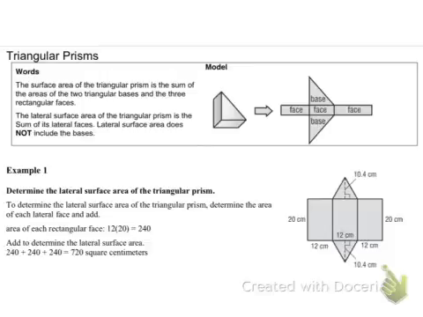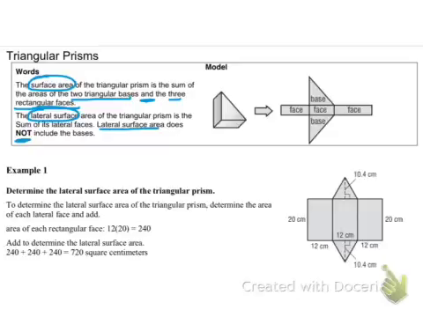So the surface area of a triangular prism, so we're talking about total surface area here, is the sum of the areas of the two triangular bases and the three rectangular faces, so all of it. And then again, the lateral surface area of the triangular prism is just the sum of its lateral faces. So lateral surface area does not include bases. Okay, so it's going to be just the rectangular lateral faces.